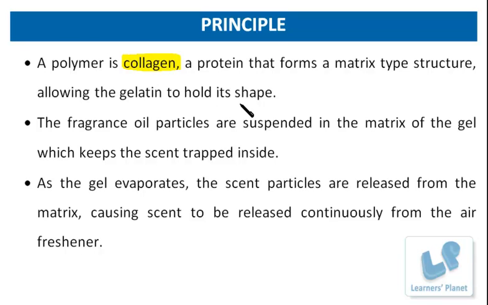So basically we can say that a polymer is a chemical compound or a mixture of compounds consisting of repeating structural units created through a process of polymerization. And collagen, as I said, is a protein. It is basically a group of naturally occurring proteins found in animals, especially in the flesh and connective tissues of vertebrates. Do you understand the term vertebrates?